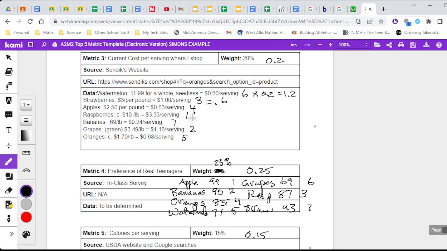This one's going to be 0.6. This one's going to be 0.8. This one's going to be 0.2. This one is going to be 1.4. This one will be 0.4. And this one will be 1.0. All right, preference of real teenagers. All right, so this one's 25%. So this one's a little trickier to do. All right, so I would recommend for this one just go ahead and use a calculator, and then that will work.